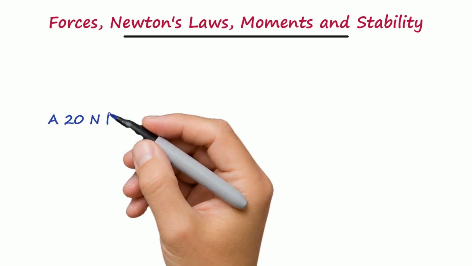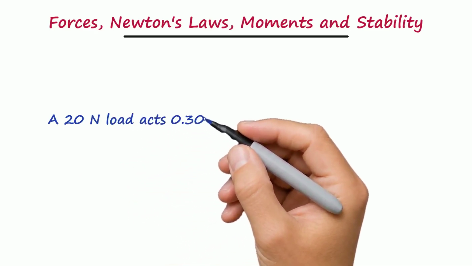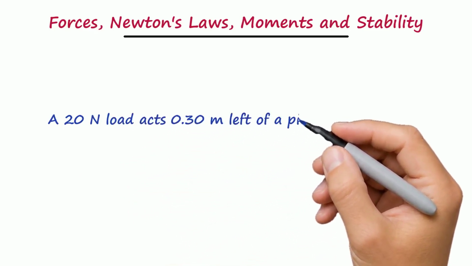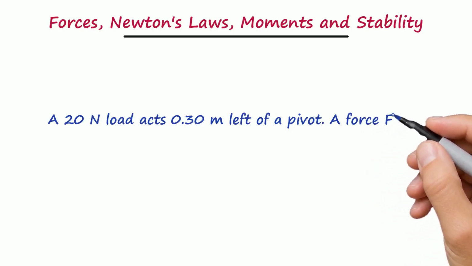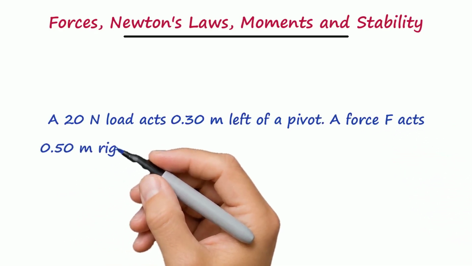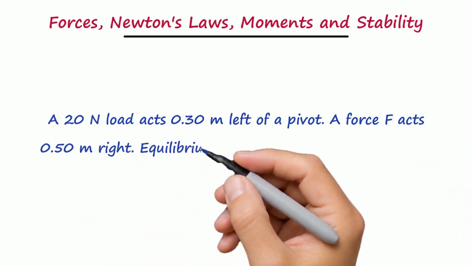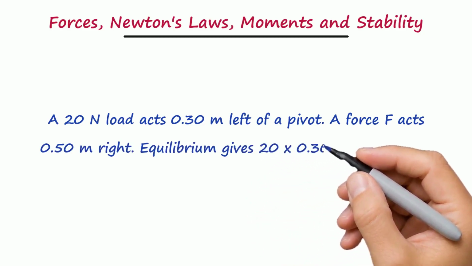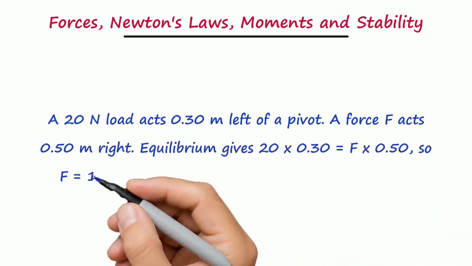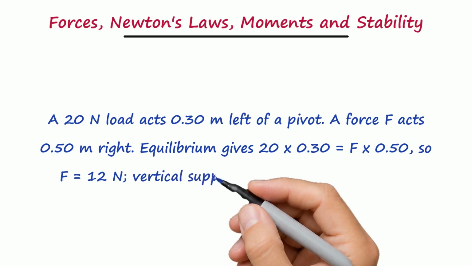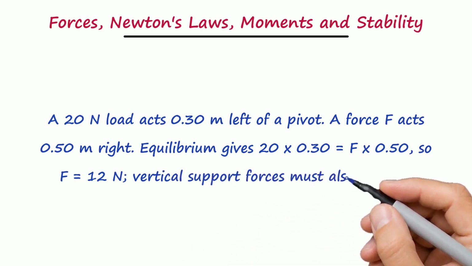A 20 N load acts 0.30 m left of a pivot. A force F acts 0.50 m right. Equal moments gives 20 times 0.30 equals F times 0.50, so F equals 12 N. Vertical support forces must also balance.